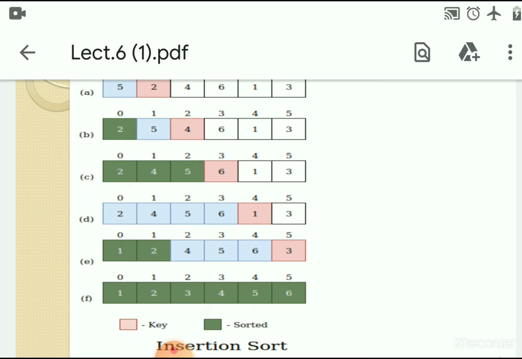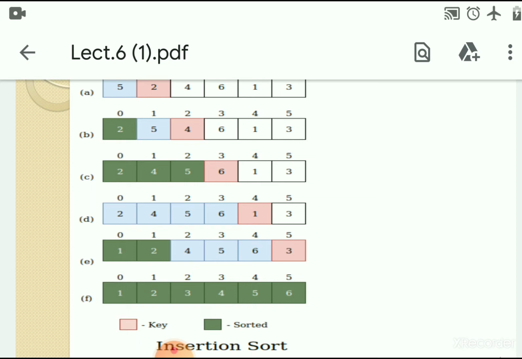So 6 is in the fourth position, 5 is in the third position, 4 is in the second position, and 2 is in the first position. When there is a blank space at the 0th position, we insert that 1 into the 0th position. Like that, the elements get sorted.